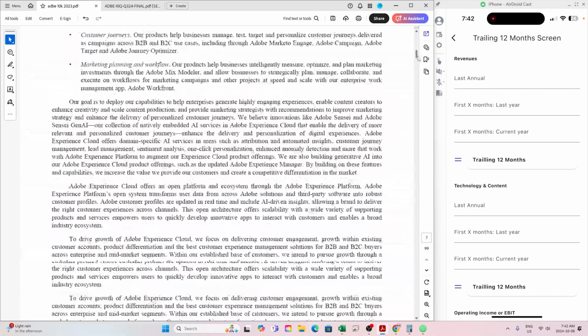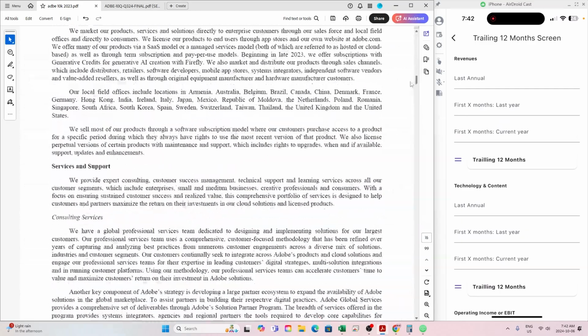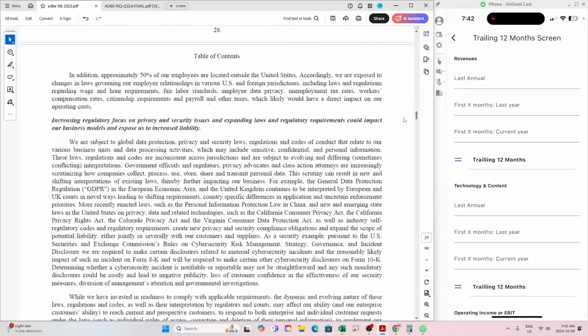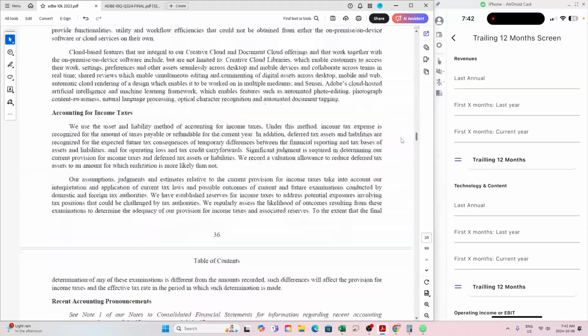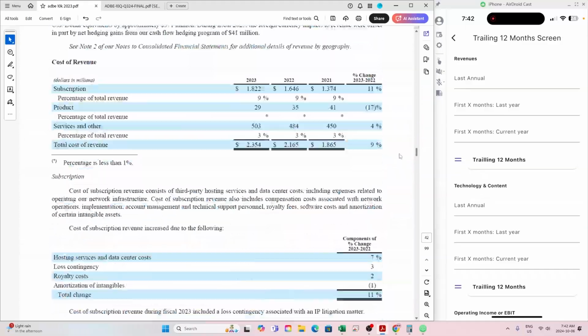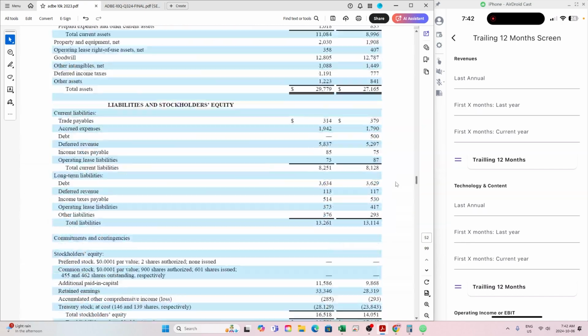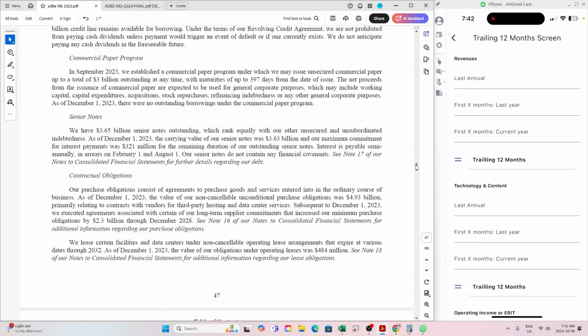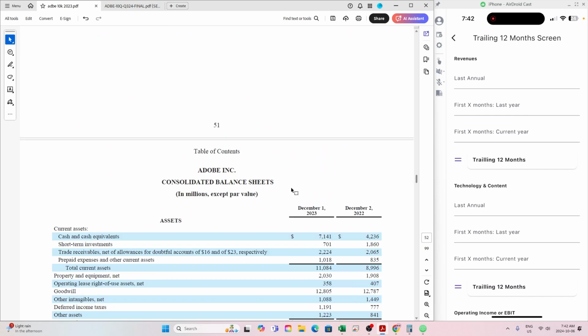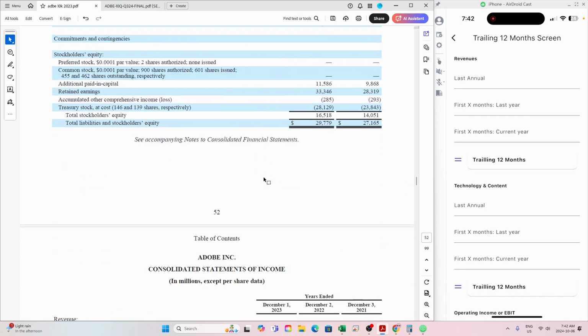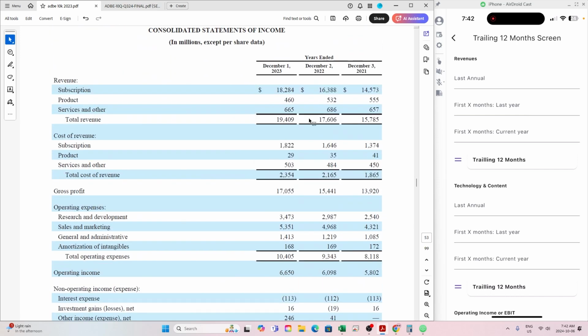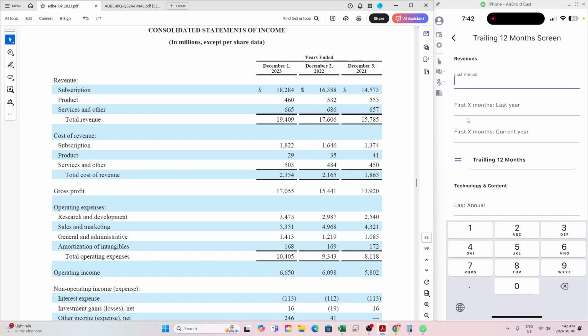the last trailing 12 months. The first section here is revenue. Here we need the last annual revenue, first 9 months of last year, and first 9 months of current year. First, we will find out the last annual revenue, which is here in the 10K, 18,284. Let's put it here.